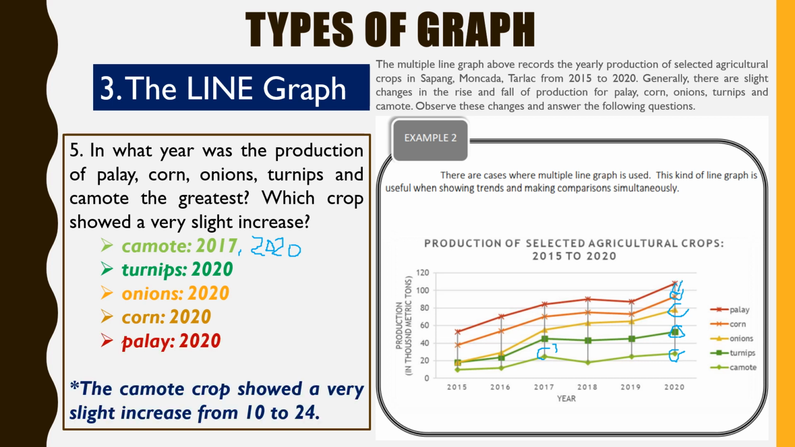For the next question, it says there, which crop showed a very slight increase? And the answer there is the kamote crop, because it showed a very slight increase from 10 to 24. That is the answer to our last question.